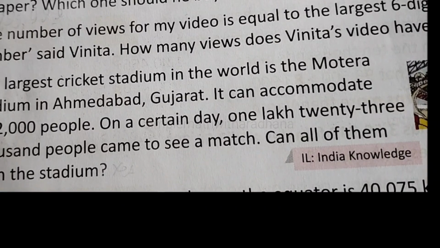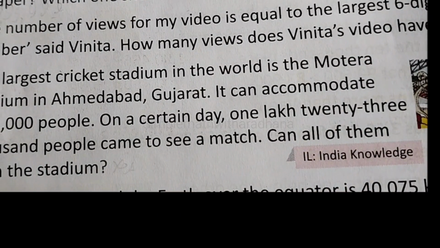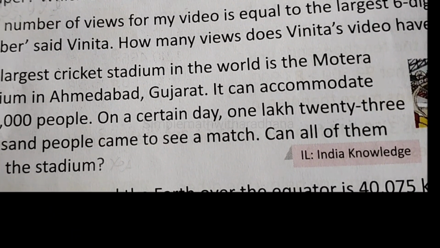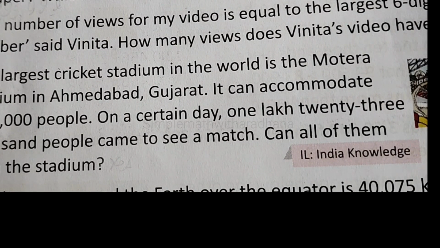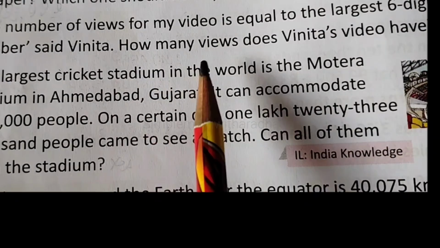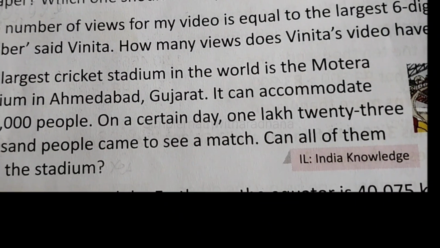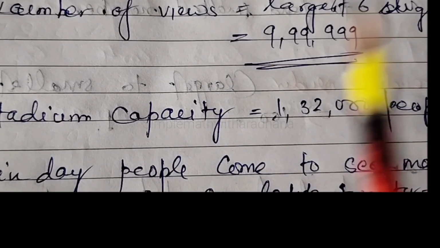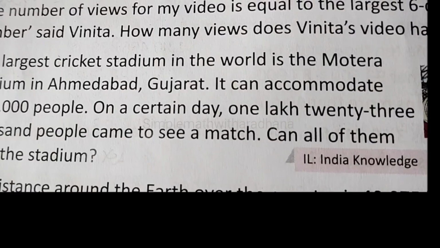Question number 3. The number of views for my video is equal to the largest 6 digit number. What will the largest 6 digit number be? In every place we have 9, because 9 is the largest digit. So the value of the 6 digit number will be 9,99,999. Correct? Said Vinita, how many views does Vinita's video have? Okay, how will we solve? Number of views equals the largest 6-digit number. So the value will be 9,99,999. Correct?